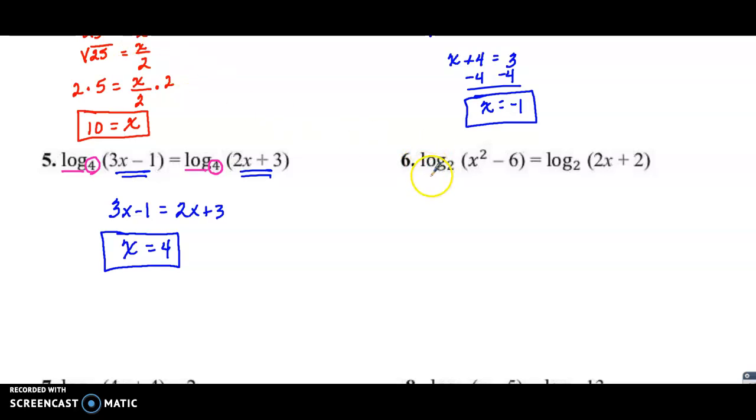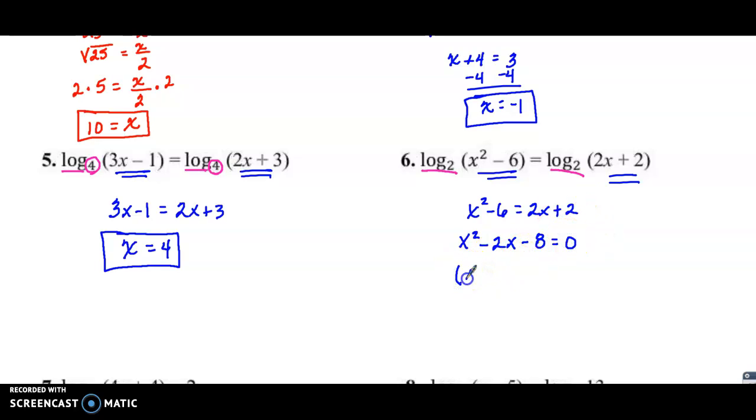We notice that we have a log base 2, and I have a log base 2. So therefore, this stuff must be equal to this stuff. So I know that x squared minus 6 must be equal to 2x plus 2. Because I have a squared, when I go to solve this, it's a quadratic, I'm going to set it equal to 0. So I'm going to move my 2x over, x squared minus 2x, and move my 2 over, and that will give me a -8 equals 0.